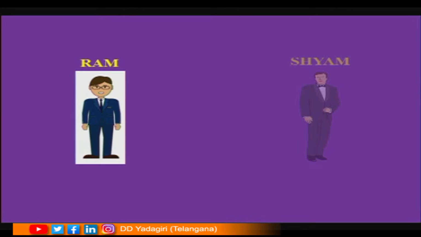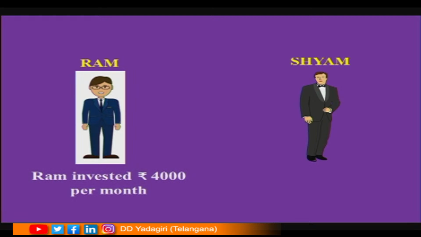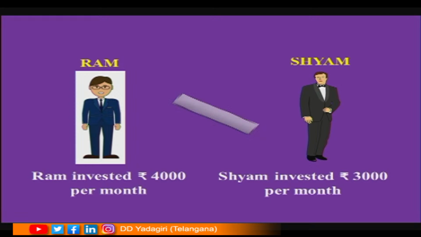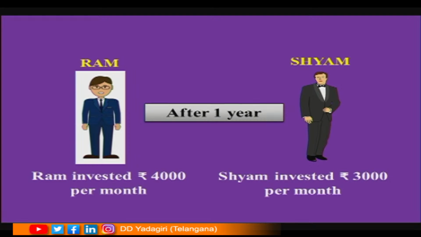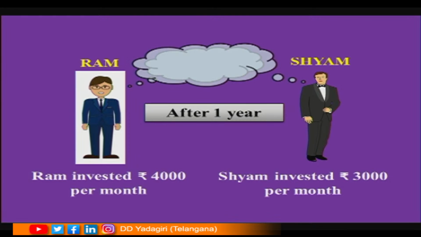Now, let us take a scenario. Meet Ram and Shyam. Both started a business. Now, Ram invested 4,000 rupees per month, whereas Shyam invested 3,000 rupees per month. Now, after 1 year, how do they share their profits? Do you know how they share their profit, children?